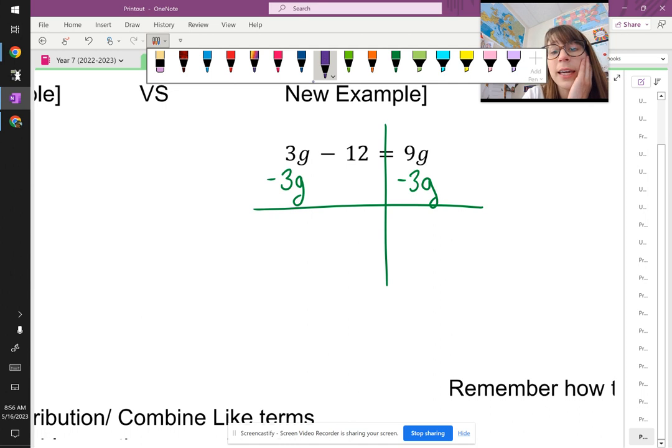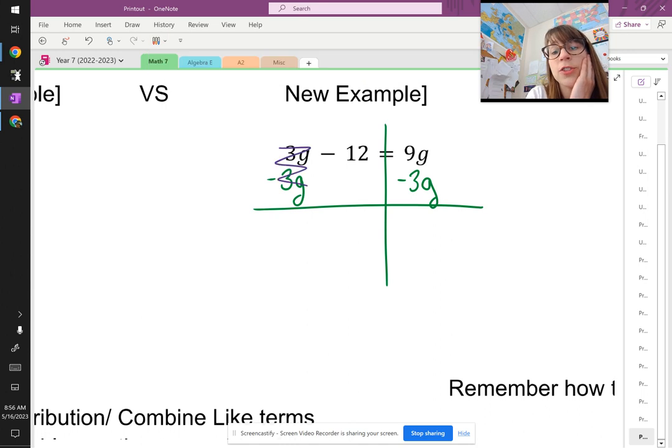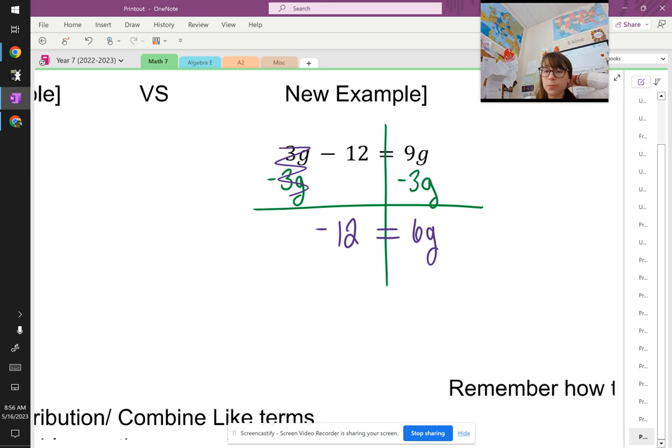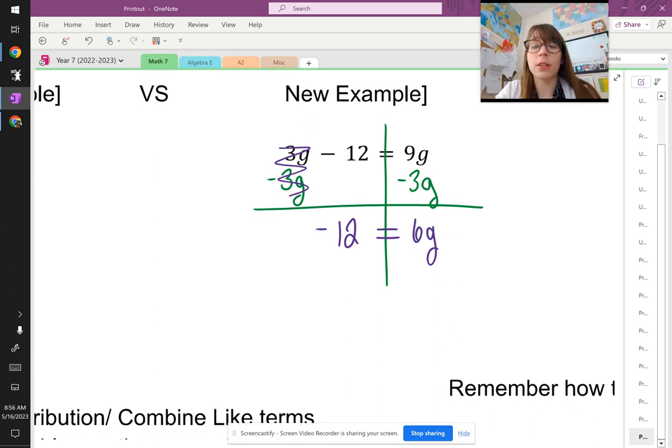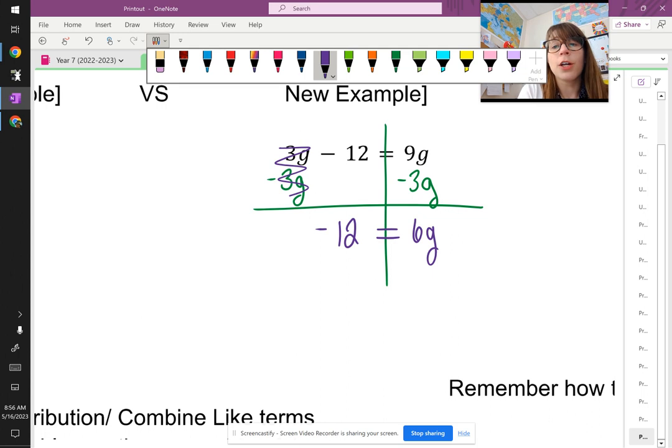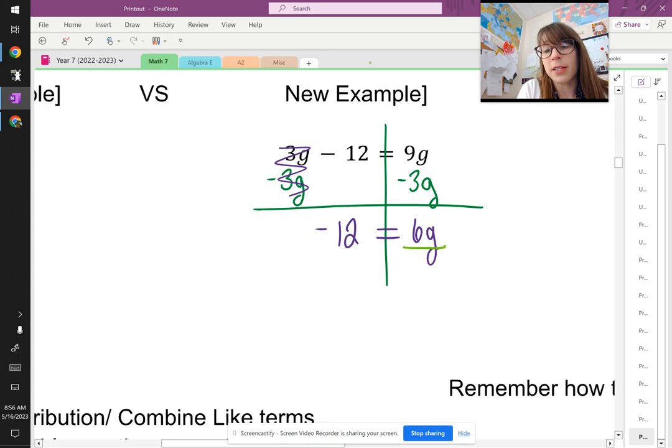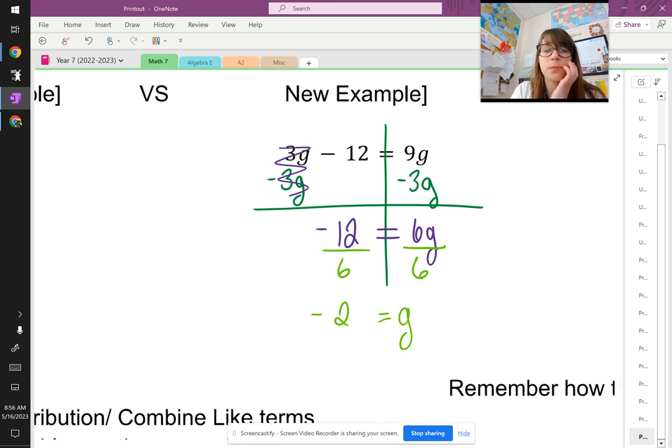Notice here, I'm still canceling things out. 3g minus 3g goes away. That turns into 0. Carry down my negative 12, turning into 9 minus 3 is 6g. And now that we took that one little step and got our variables to be all on the same side of the equal sign, we now have a regular equation that we're used to solving. G is being prevented by this times 6, so we're going to do the opposite and divide by 6 to get g equals negative 2.